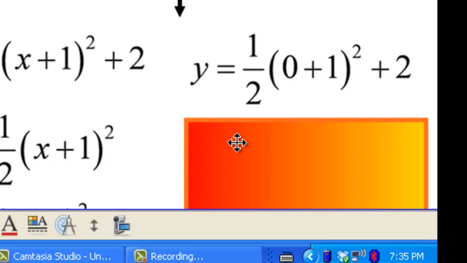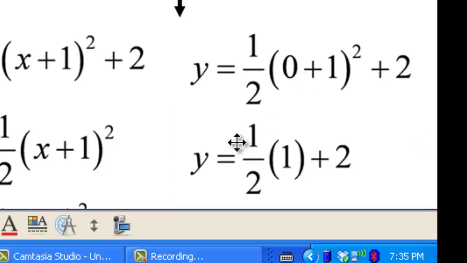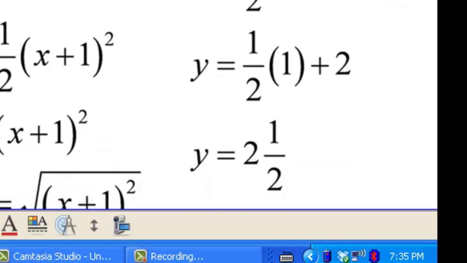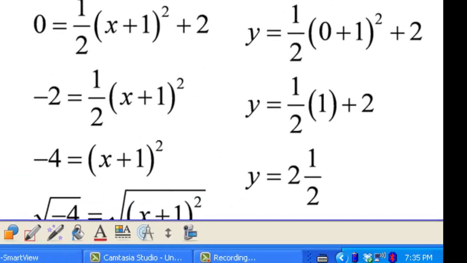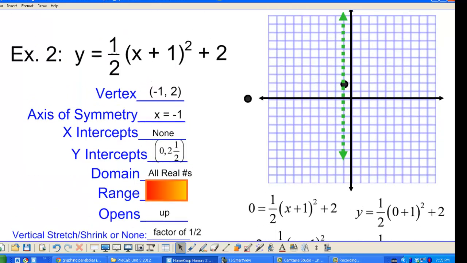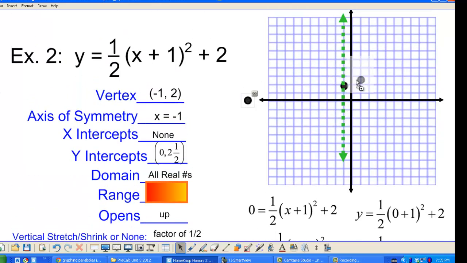So this is just arithmetic. 1/2 times 0 plus 1 squared plus 2 is 1/2 times 1 plus 2. And so what I get is y is equal to 2.5. So my y-intercept is at 0, 2.5. So let's go ahead and plot that. And remember that I can also plot on the other side. It's a mirror image.